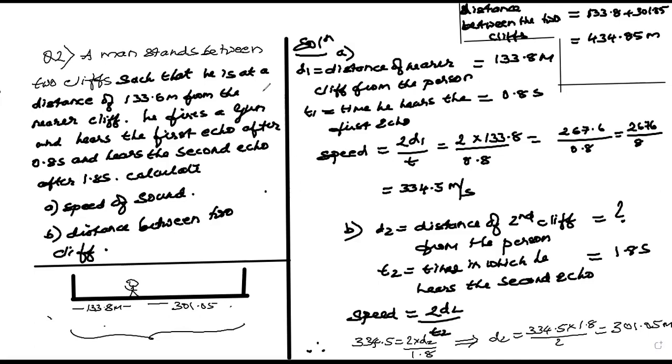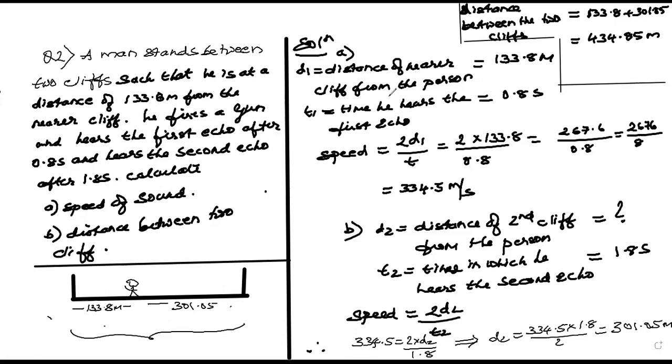Okay, a very simple sum, children. I hope everybody has understood it. Once again, we'll revise it. A man stands between two cliffs, such that he is at a distance of 133.8 meters from the nearer cliff. He fires a gun and hears the first echo after 0.8 seconds and the second echo after 1.8 seconds. Calculate the speed of sound.